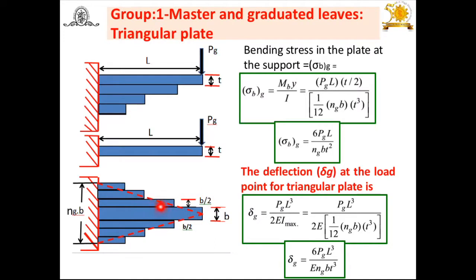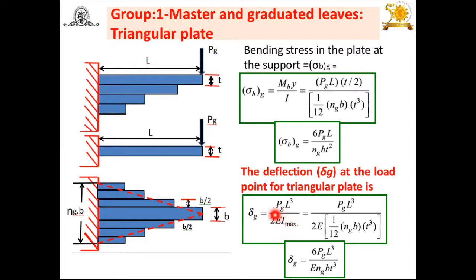Deflection at the load point of the triangular plate. Load point means here, and because of this arrangement you will get a triangular plate here. So what is the deflection of the triangular plate? You already studied this in applied mechanics and strength of machine elements. Delta G is the deflection of graduated leaves at the load point, and for a triangular plate it is PL cube by 2EI.